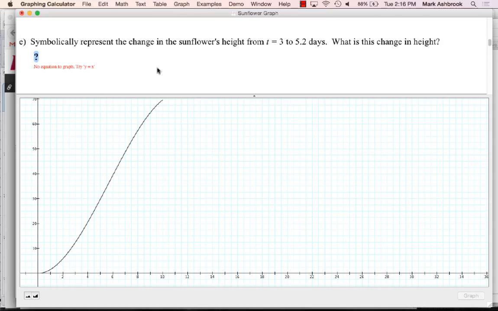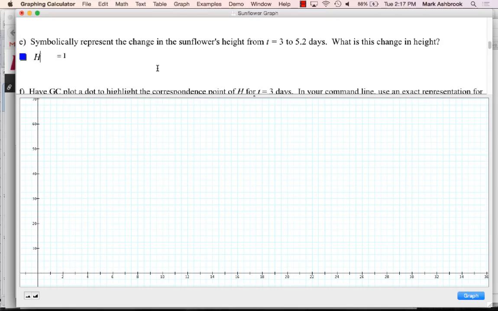Okay, volunteer from the back. How do I do that? The change in height of the sunflower, using the fact that I've defined the function. Yes, sir? Good. H of 5.2 minus H of 3.